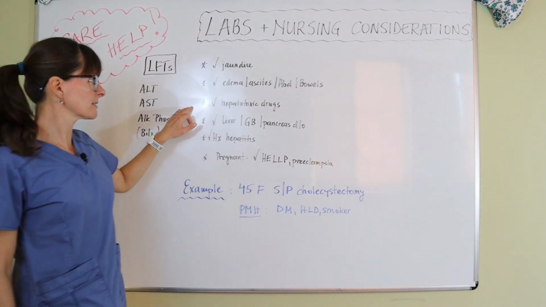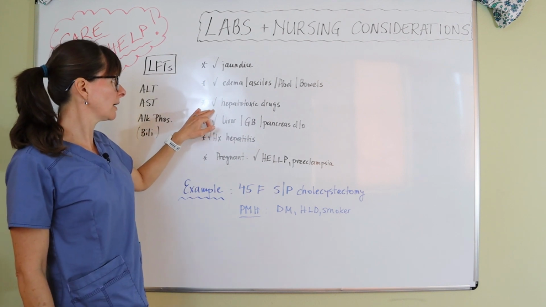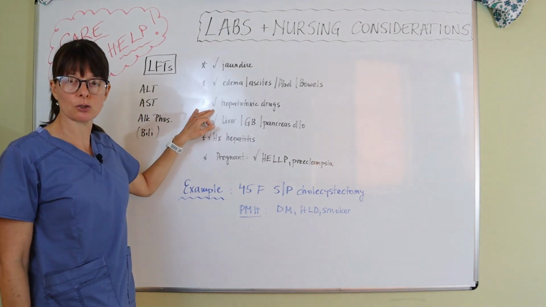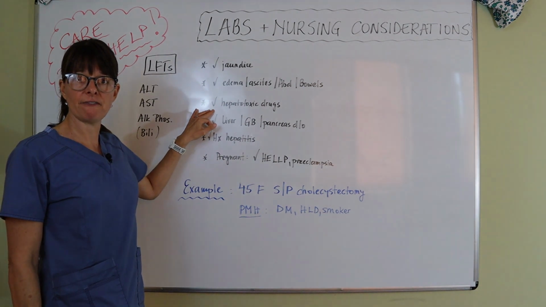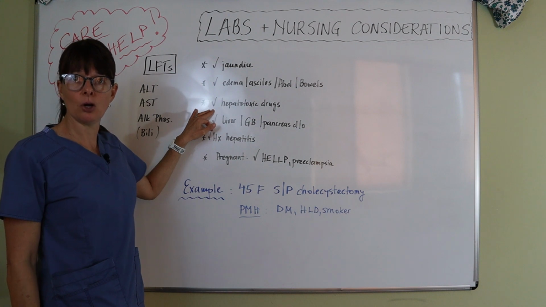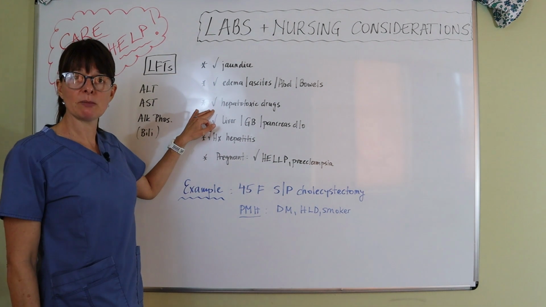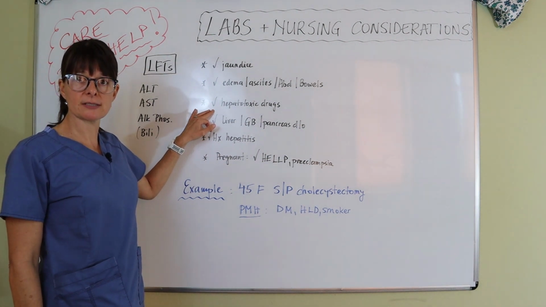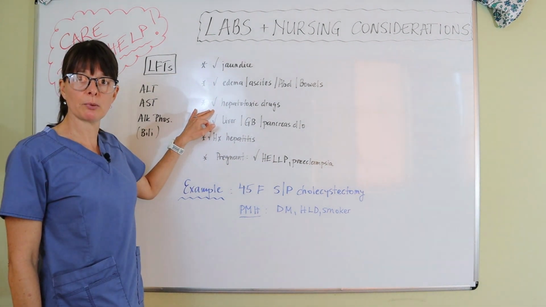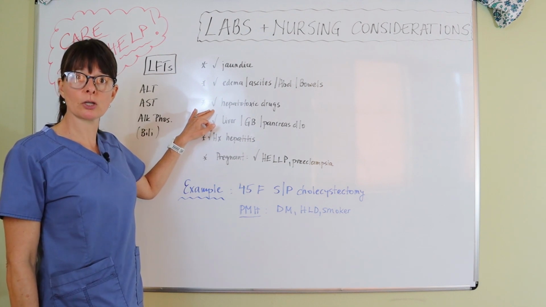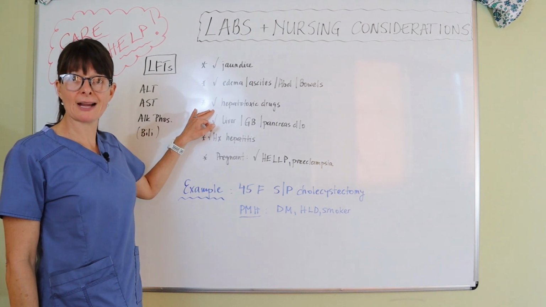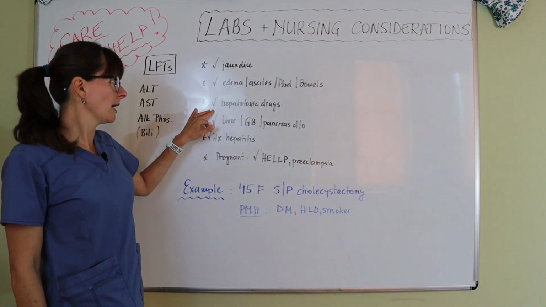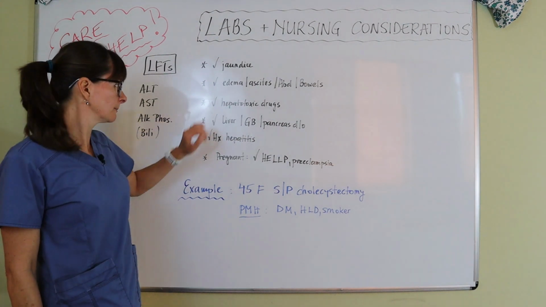We also want to assess any history or current taking of any hepatotoxic drugs, because certainly they can affect the patient's liver function, and that might be something as simple as Tylenol or acetaminophen. Keep in mind that acetaminophen is also in many of the narcotics that we give the patient. For example, Norco might also contain some acetaminophen. So make sure that you know the ingredients so that you don't accidentally give the patient too much Tylenol and cause them some liver problems.